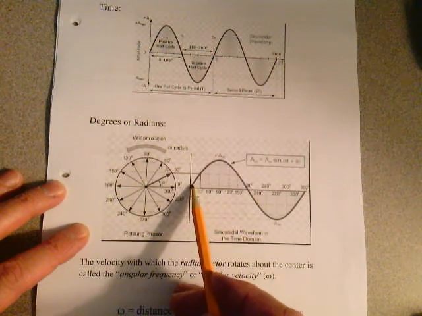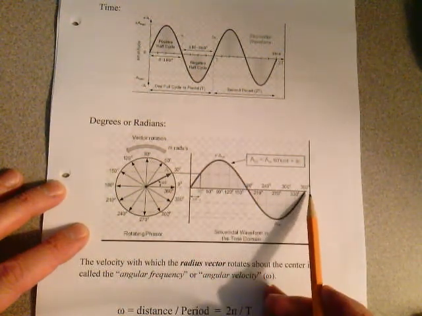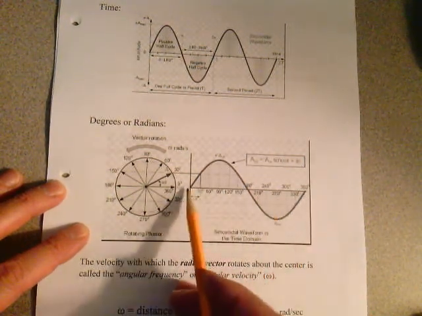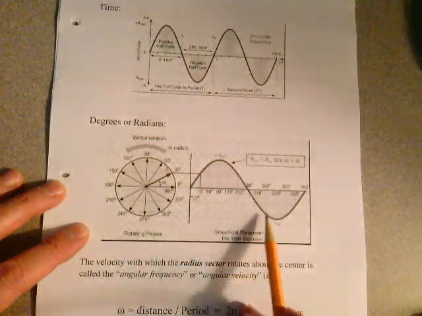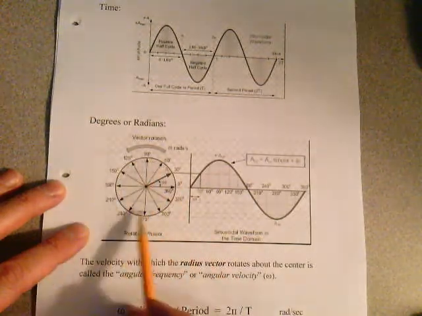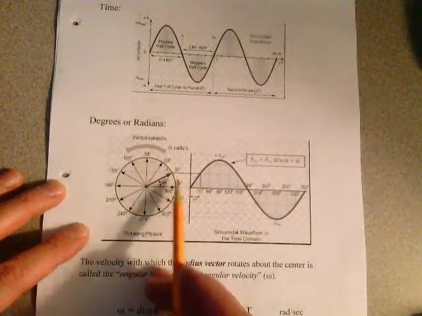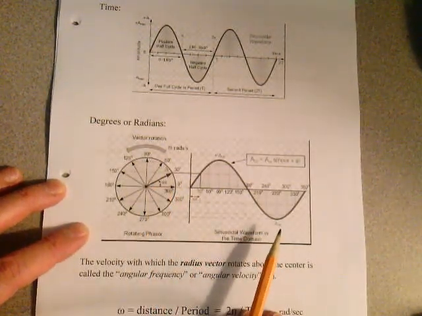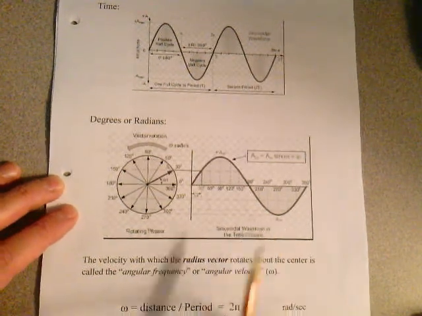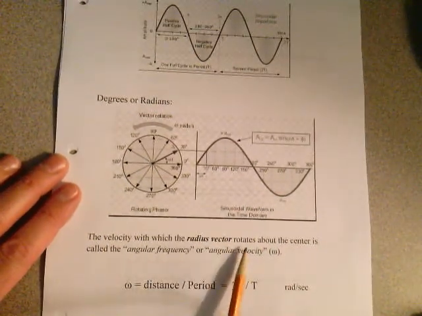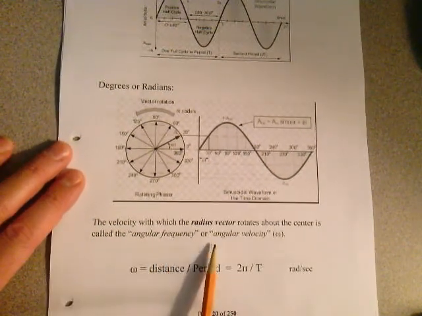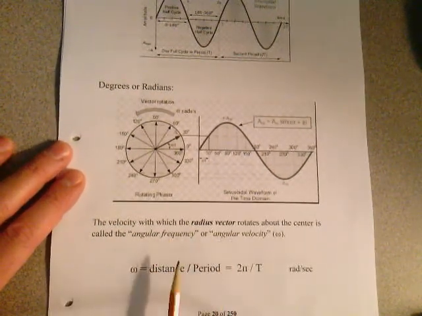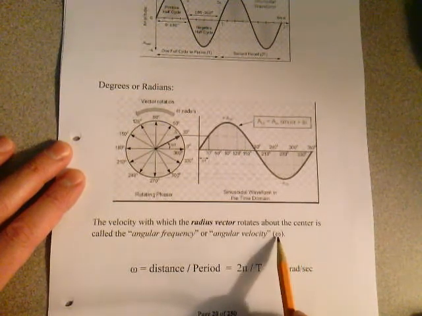So I want you to notice one way of looking at these sinusoids is in terms of this frequency, which is what we've done up to now, or angular velocity. This angular velocity is pretty important in electrical engineering. The velocity with which the radius vector rotates about the center is called the angular velocity, or angular frequency, and it's represented by this omega.